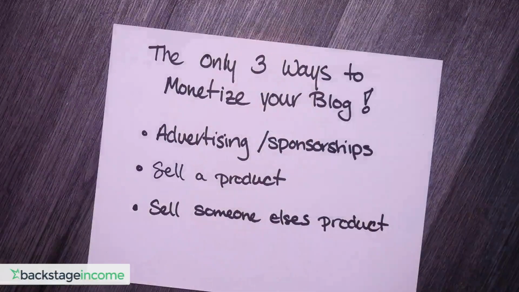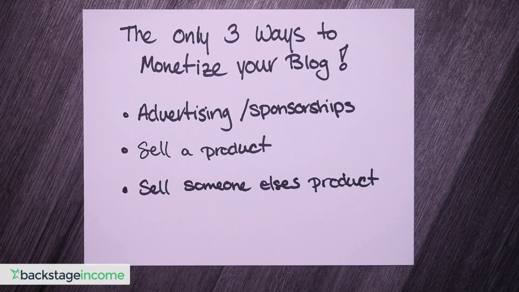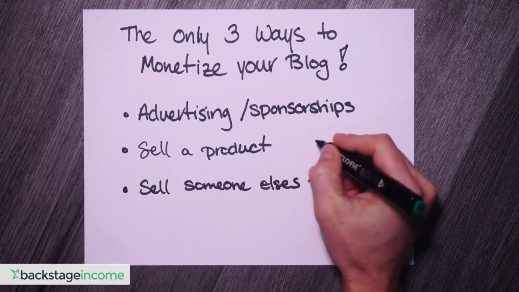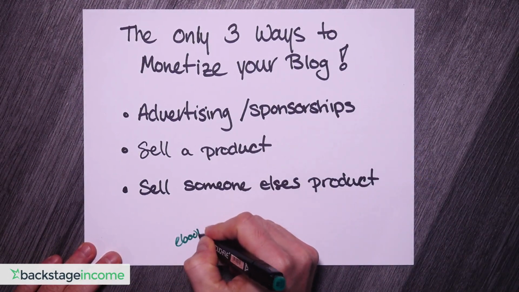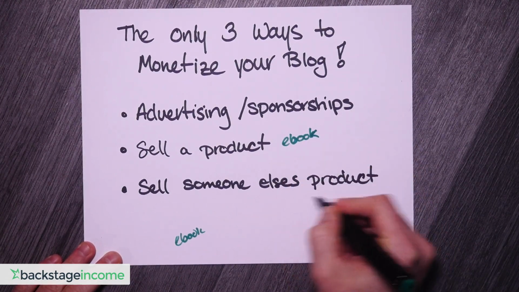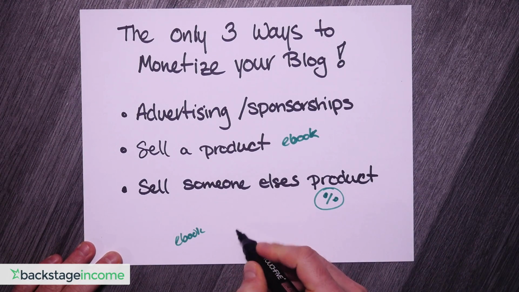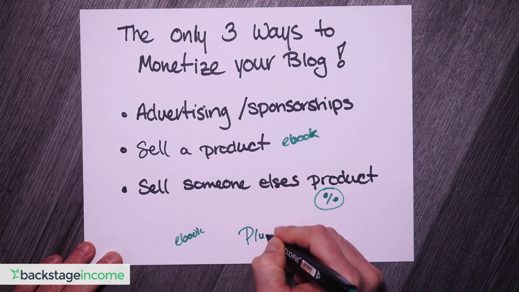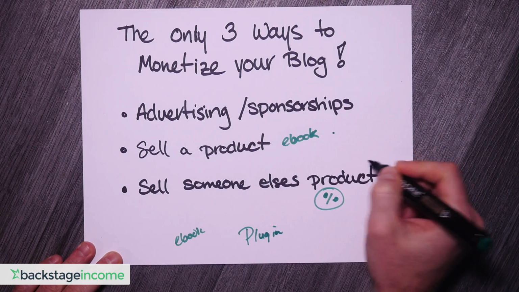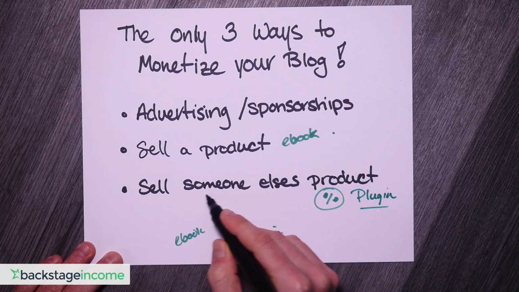So if we take a look at these 3 methods, and think about anything else, say you want to sell an ebook. Where does that fit? Is that my own product, or am I getting a percentage of that product? If I promote, let's say, a plugin for a website, where is that? Is it my own? If it's my own plugin, it would be here, selling my own product, or if it's someone else's and you get a cut, then it would go under someone else's product.